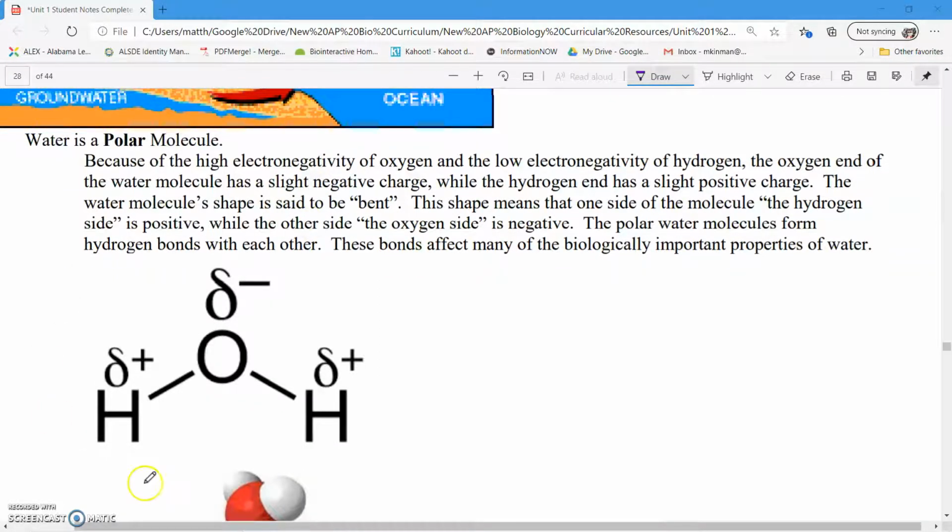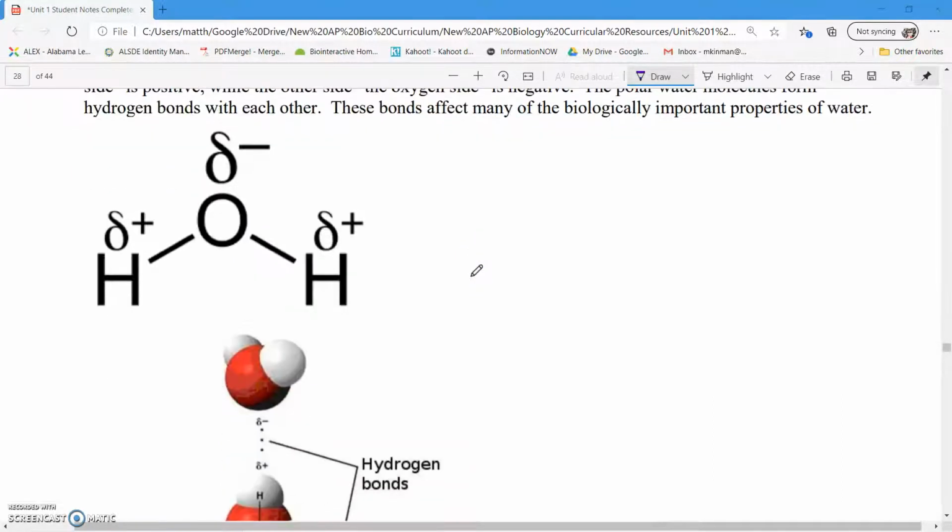So here's a water molecule, and you'll notice you have two hydrogens here, and they have a positive charge, which gives you a positive region, and then a negative region due to the high electronegativity of the oxygen. The water molecule's shape is said to be bent. This shape means that one side of the molecule, the hydrogen side, is positive while the other side is negative. The polar water molecules form hydrogen bonds with each other. These bonds affect many of the biologically important properties of water.